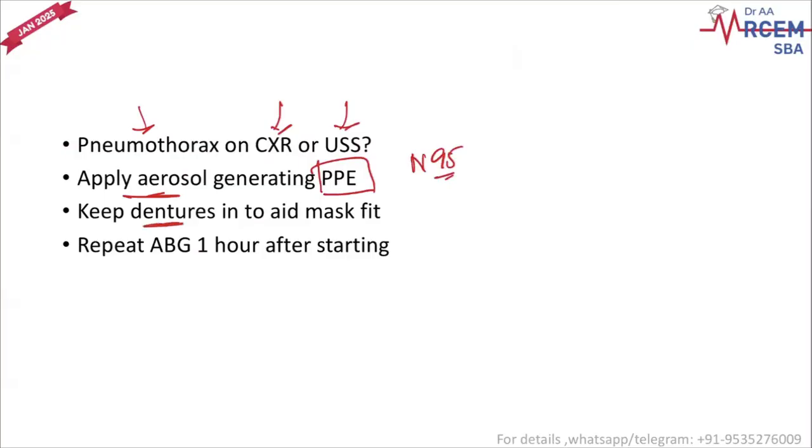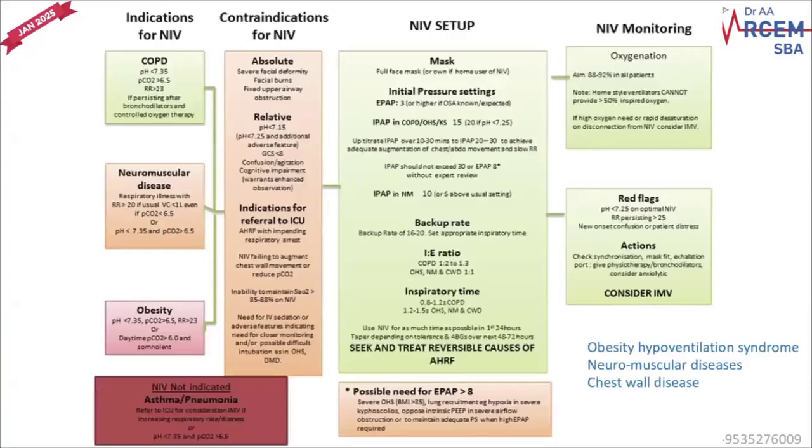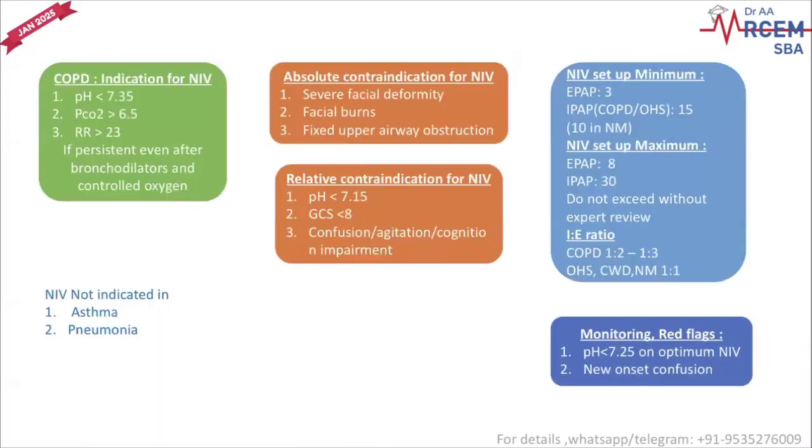If the patient has dentures, place the dentures inside because you need to have a good seal. Repeat the ABG, that is arterial blood gas, after an hour's time. What are the indications to start an NIV? What are the contraindications? What is the NIV setup? What you need to be aware of? This is taken from the BTS guidelines, British Thoracic Society guidelines. I have the simplified version here. That's what you need to remember for your exam or for practical purposes in the emergency department.